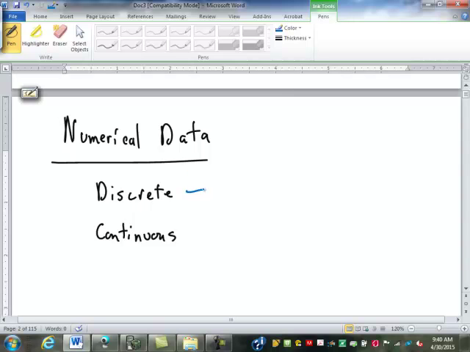Discrete can be counted. Anything that you count is discrete. Continuous is generally measured. Weight, length, stuff like that is continuous. Time is continuous. So there are some that are kind of in a gray area, kind of blend in.